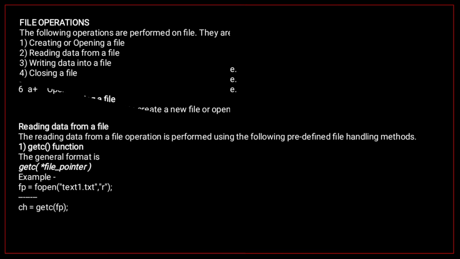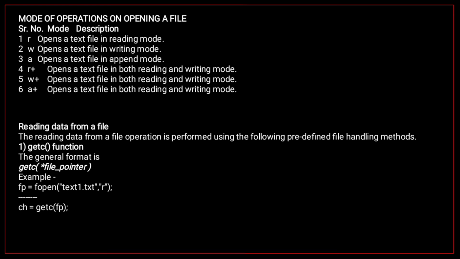Next, the different modes of operation for opening a file. The first mode is r, which opens a text file in reading mode. The second mode is w, which opens a text file in writing mode. The next mode is a, which opens a text file in append mode.